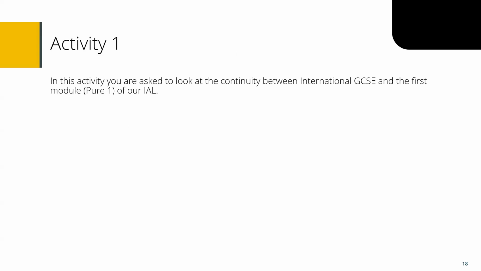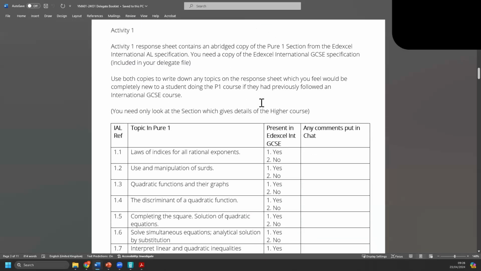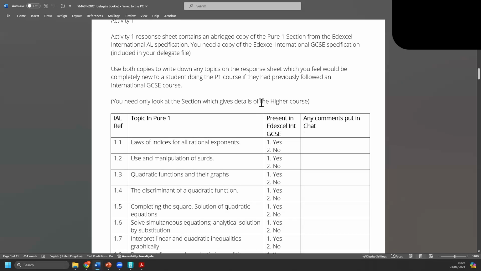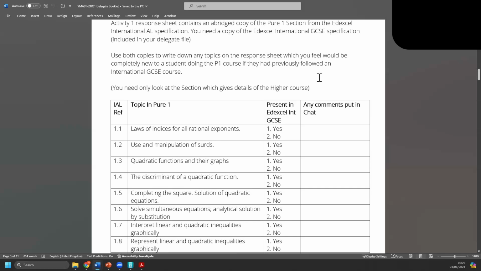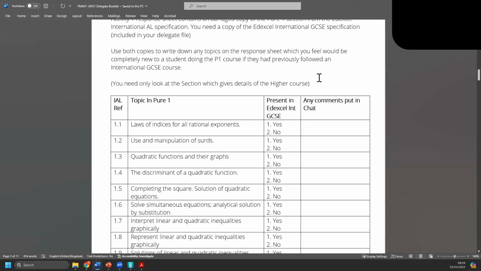If we look at what's on the actual sheet here, I'll put the delegate one up as well, but you'll need that yourselves, at least on the screens, and you can scribble. If we go on to page, I think this is page 3, Activity 1 response sheet. You also need a copy of the specifications, which you can download through the link. Use both copies to write down any topics on the response sheet which you feel would be completely new to a student doing the P1 course if they had previously followed the international GCSE.